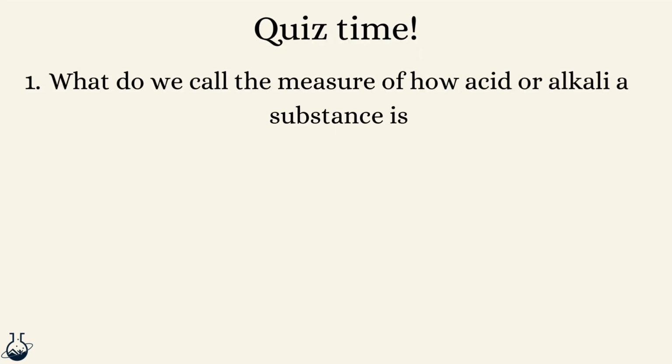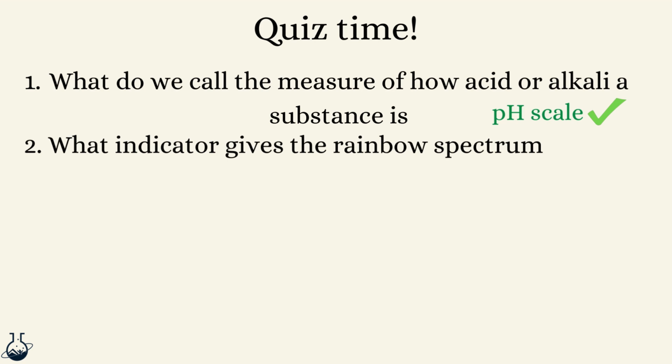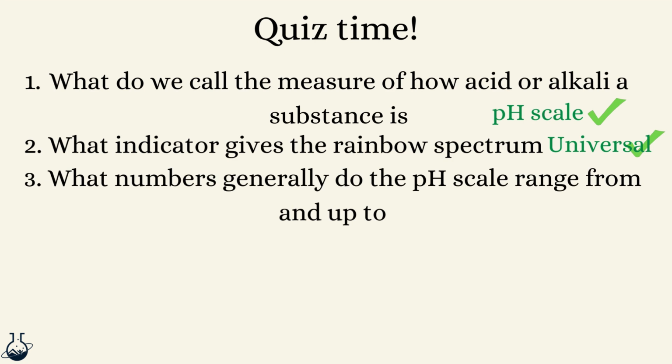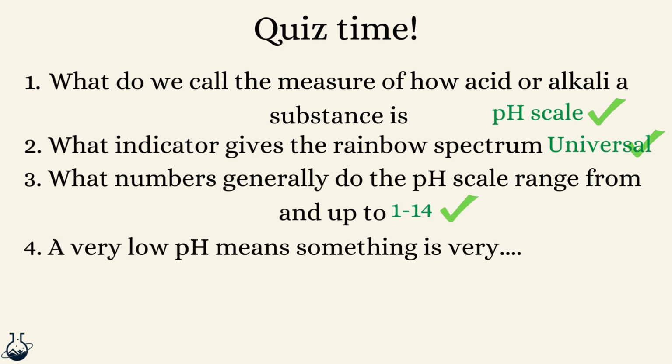Okay, to finish up with our quiz then. Question 1. What do we call the measure of how acid or alkali a substance is? The pH scale. Nice one to start. Well done. Question 2. What indicator gives the rainbow spectrum? Universal. Excellent. Question 3. What numbers generally do the pH scale range from and up to? 1 to 14.